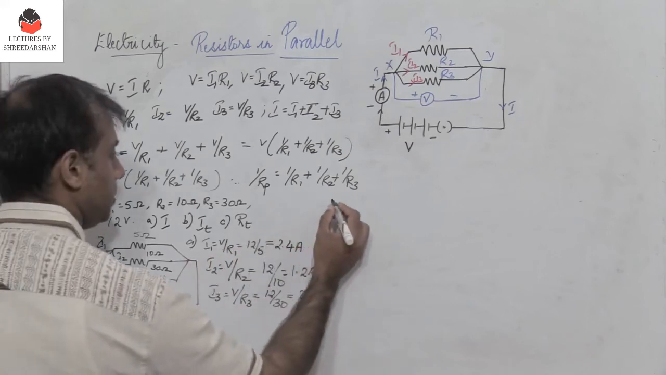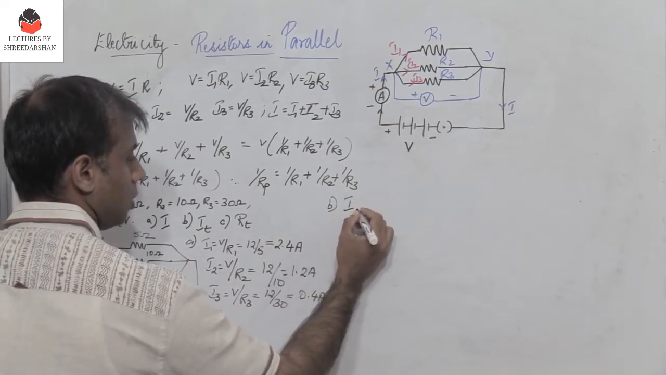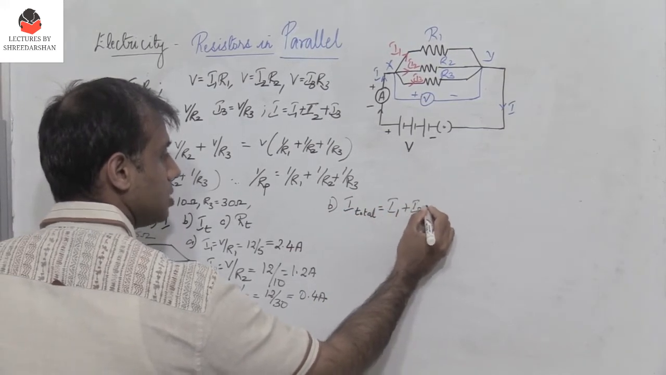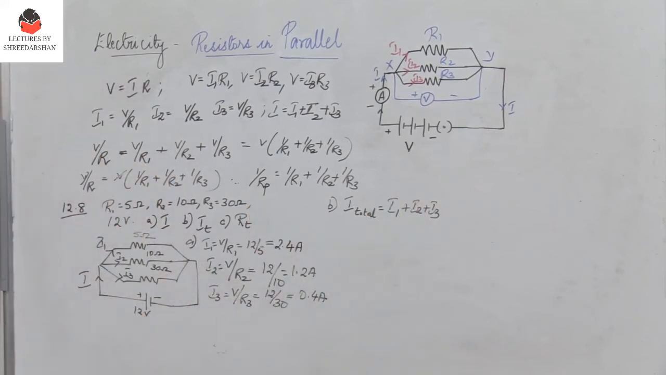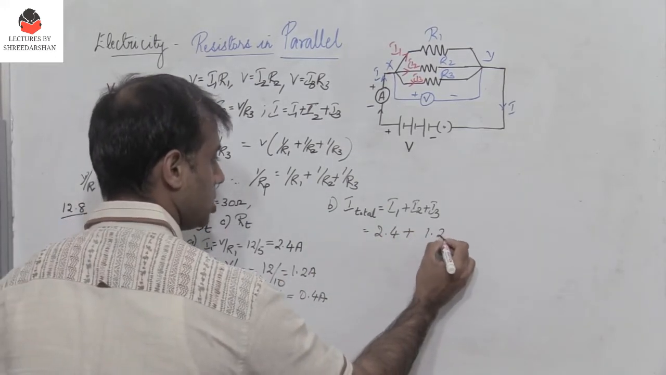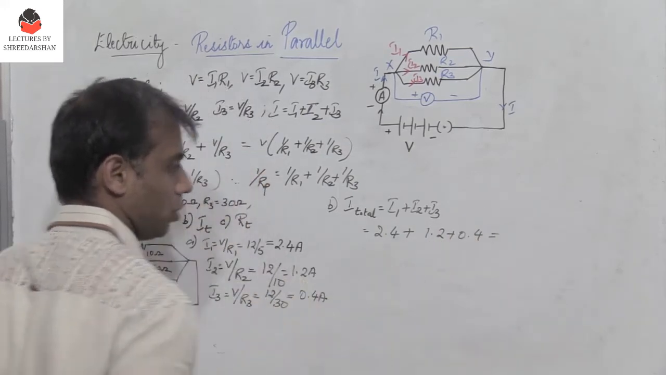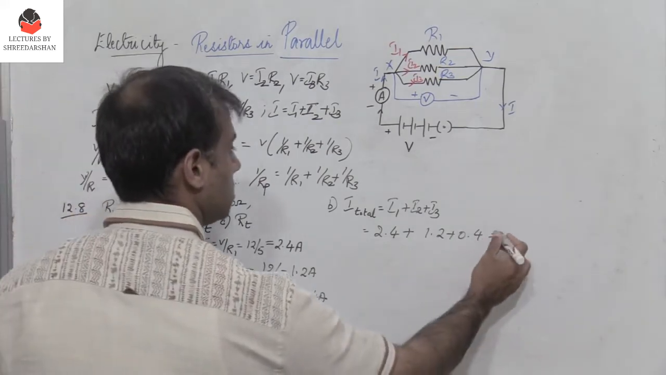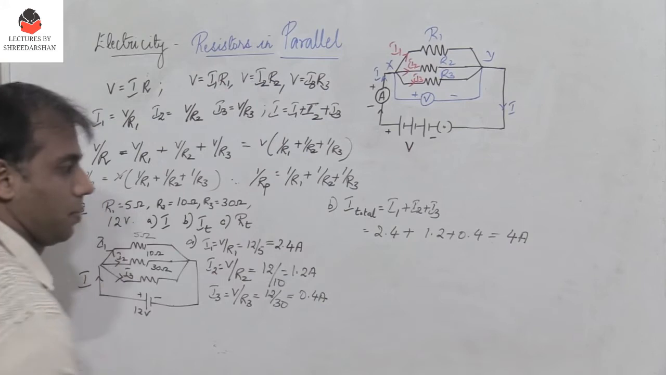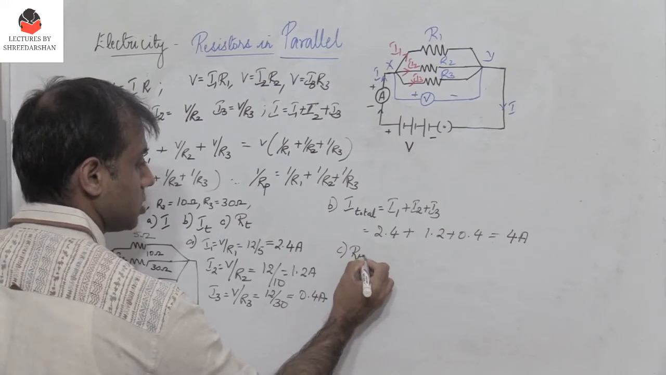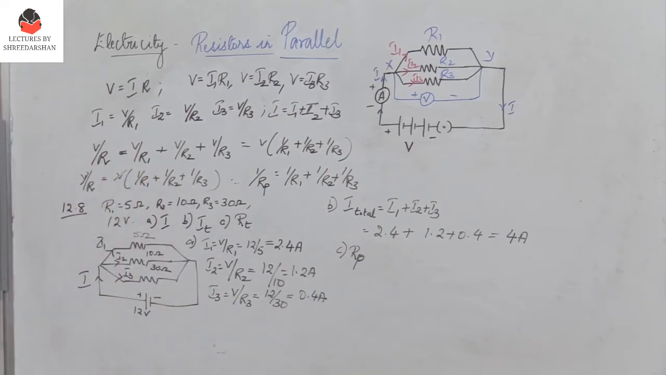Next, part B, the total current. What is the total current? The total current is nothing but I1 plus I2 plus I3. So I need to add all the three currents to get the total current. So I would end up getting a value which is 2.4 plus 1.2 plus 0.4. So that would give me a value of 4 amperes. So this is the total current. Next, I need to find the total resistance, which is nothing but RP, the parallel resistance.